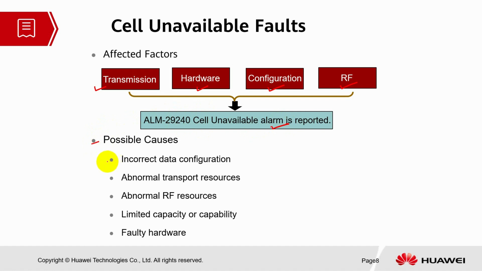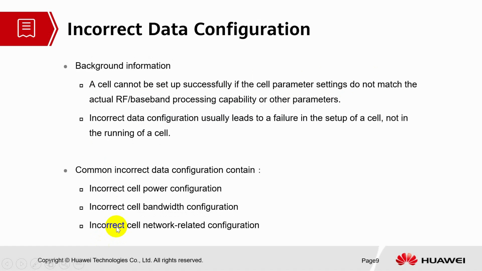Let's look into the possible causes of the cell unavailable faults. It could be due to incorrect data configuration, abnormal transport resources, abnormal RF resources, limited capacity or capability, or faulty hardware. For incorrect data configuration, let's look into the background information. The cell cannot be set up successfully if the cell parameter settings do not match the actual RF and baseband processing capability or other parameters. On the other hand, this incorrect data configuration usually leads to a failure in the setup of a cell, not in the running of a cell.